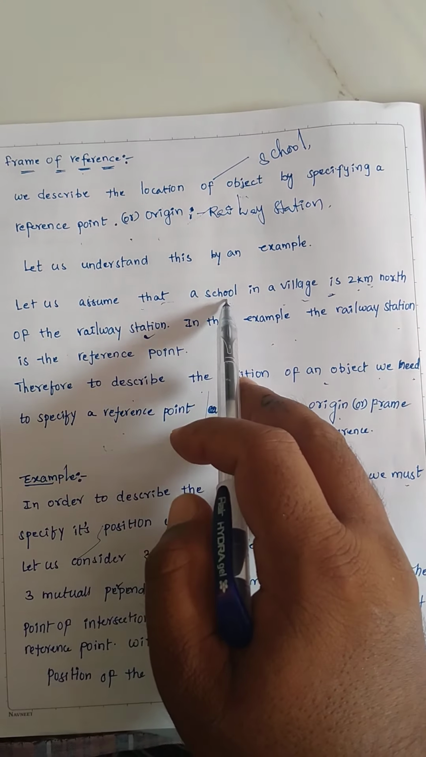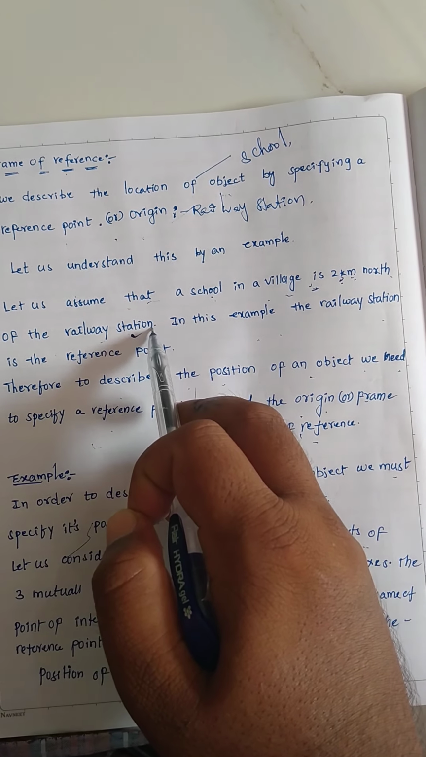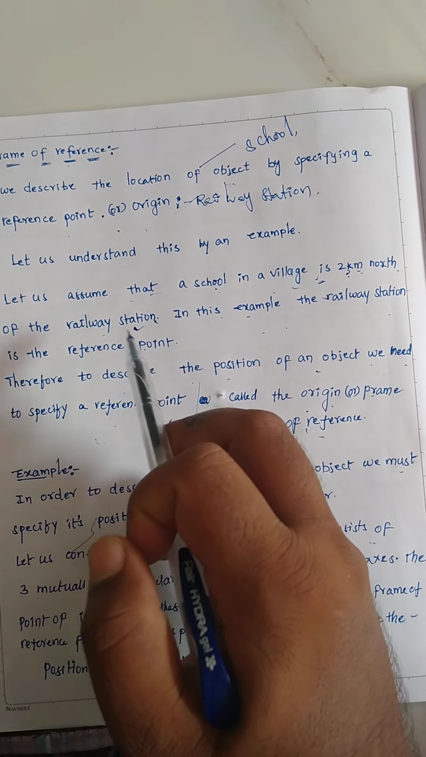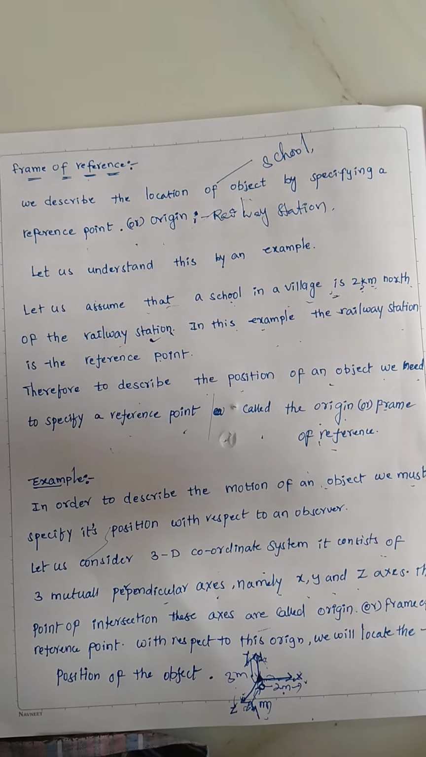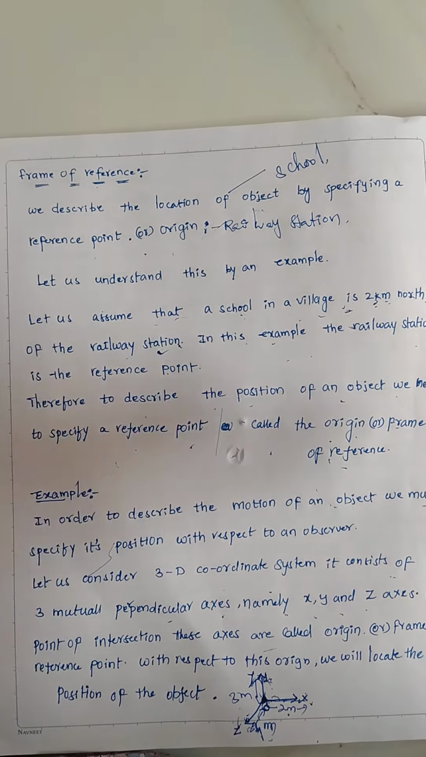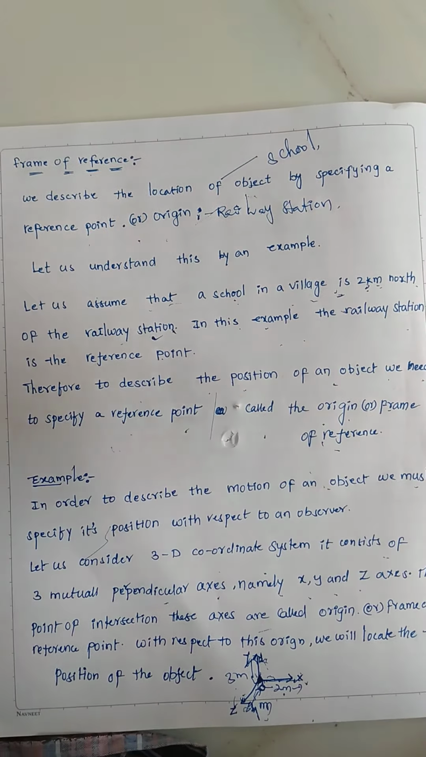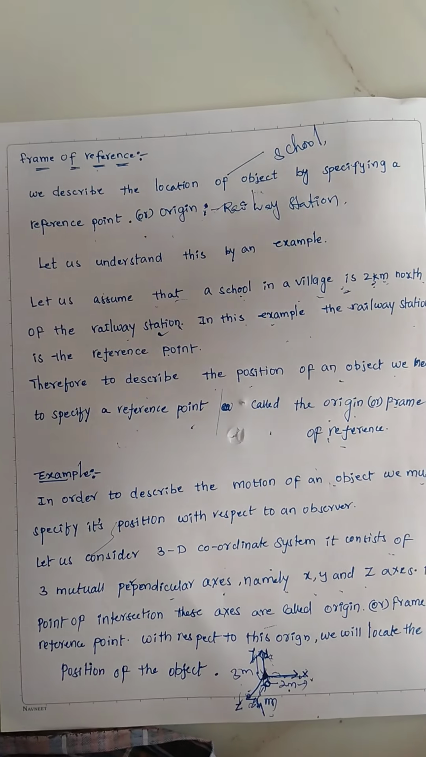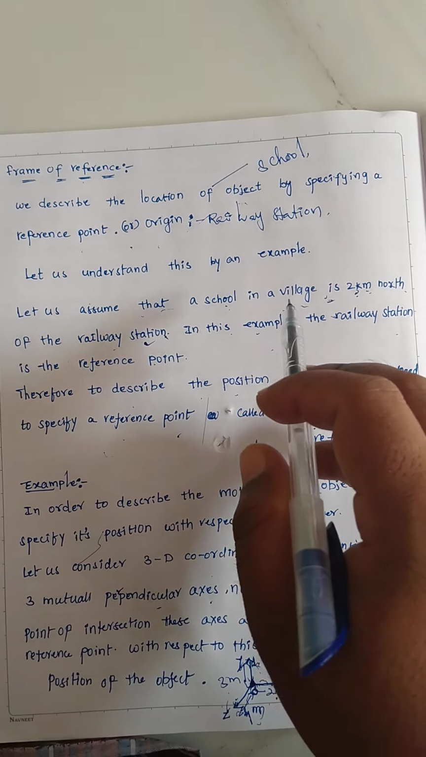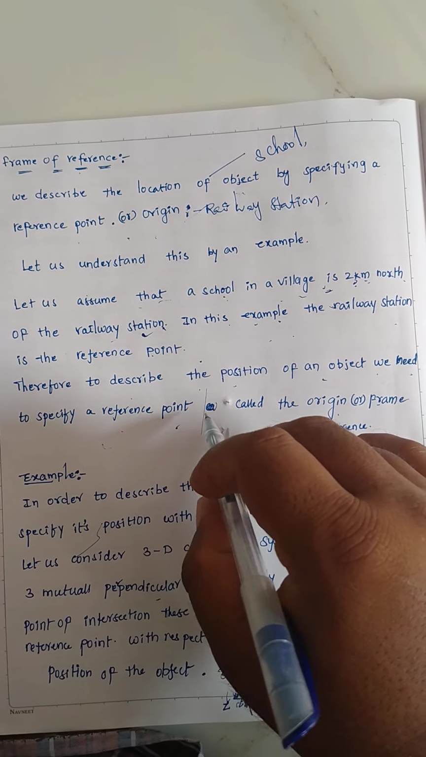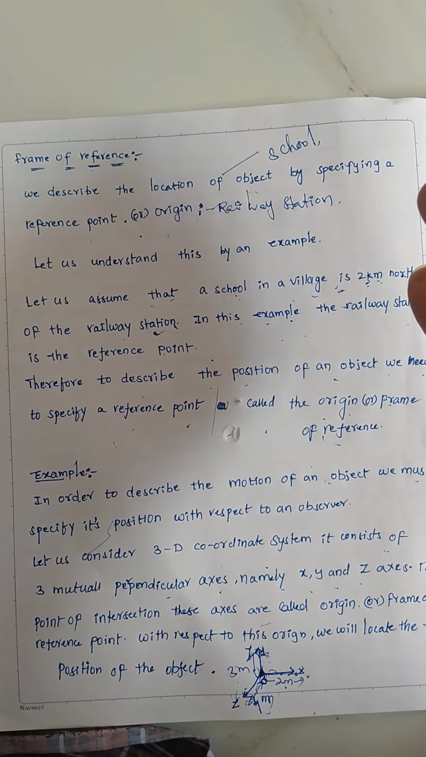See, let us assume that a school in a village is 2 kilometer north of the railway station. So in this example, the railway station is the reference point. Why? Because for example, some unknown persons are entering that village. They don't know the school. Some known persons are telling them, yes, the school is 2 kilometer from the railway station. So for that only, here the railway station is the reference point. With respect to the railway station, the school is located 2 kilometers away.